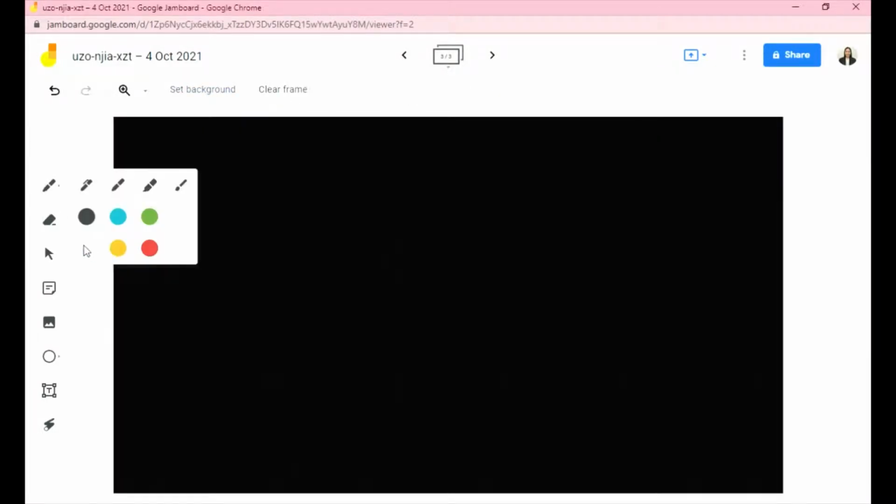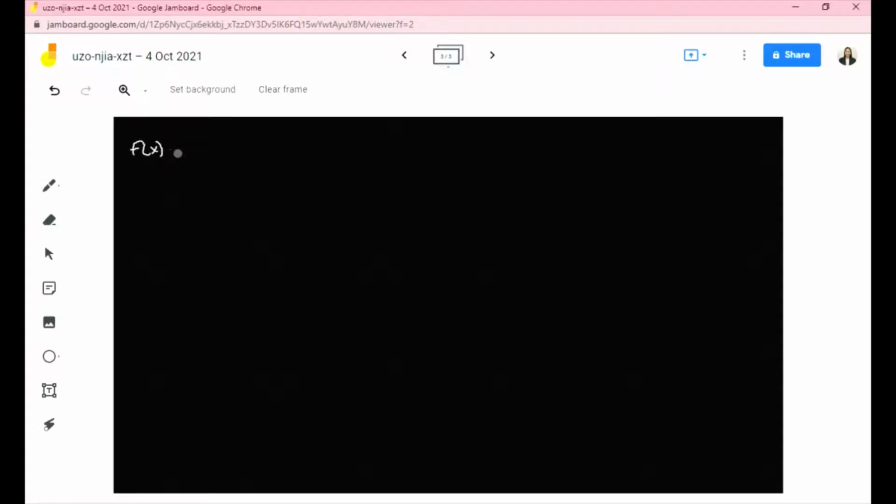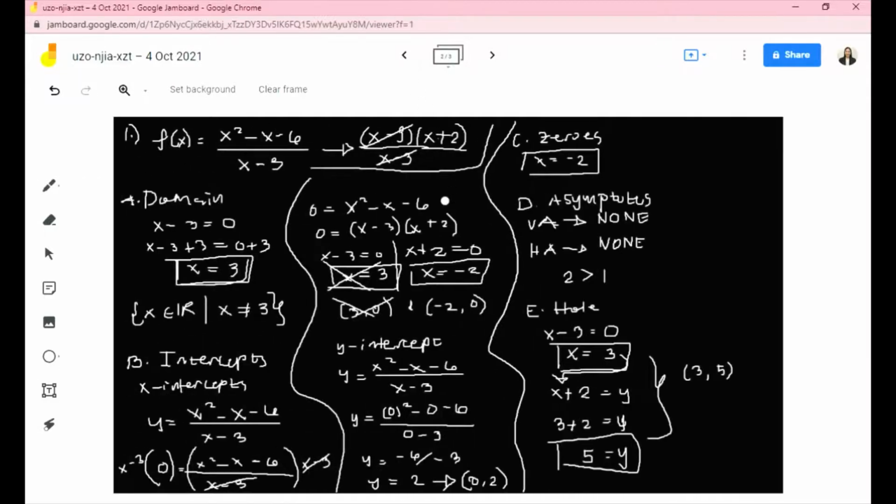Let's try to solve this rational function f of x is equal to 1 over x minus 1. Before I forget, we still have to graph this function. In graphing a rational function, you can make a table of values and then connect your ordered pairs in the graph. But there is an easier way to do that, and that is by using an application. It's called the Desmos calculator.